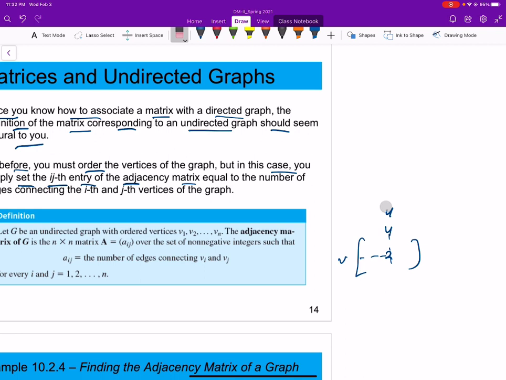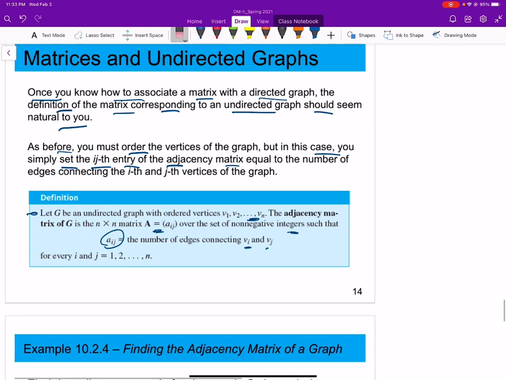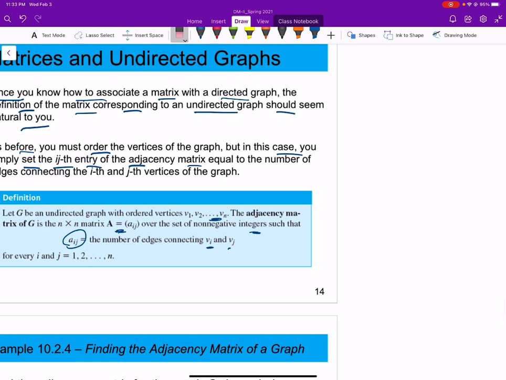Here you have the definition which explains what I just explained. Let G be an undirected graph with ordered vertices v1, v2, and so on up to vn. The adjacency matrix of G is the n by n matrix over the set of non-negative integers such that Aij equals the number of edges connecting Vi and Vj. So this is simply the number of edges connecting these two vertices.